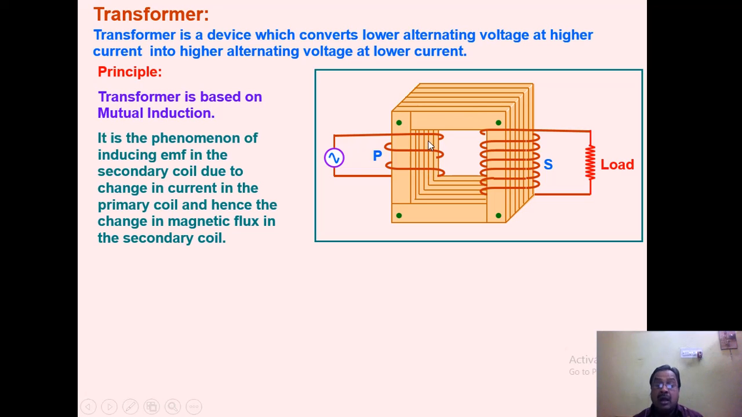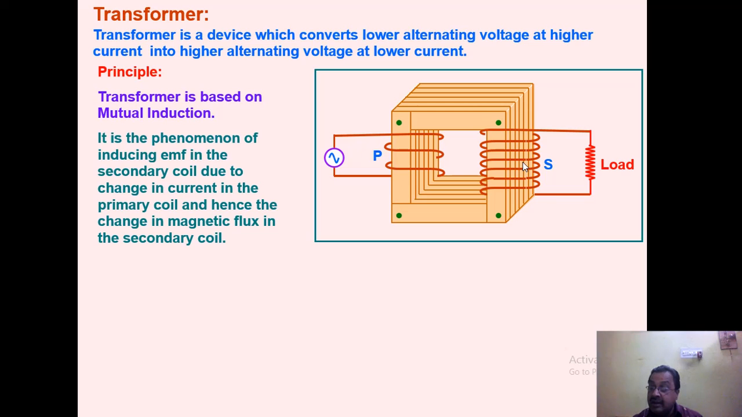Here the number of turns and thickness of primary, so to say how many turns are there in primary or how many turns are there in secondary, depends upon the job to be performed by the transformer. Job to be performed means whether the output voltage is to be increased or the output voltage is to be decreased. So the number of turns and thickness of primary and secondary depend upon the job to be performed.